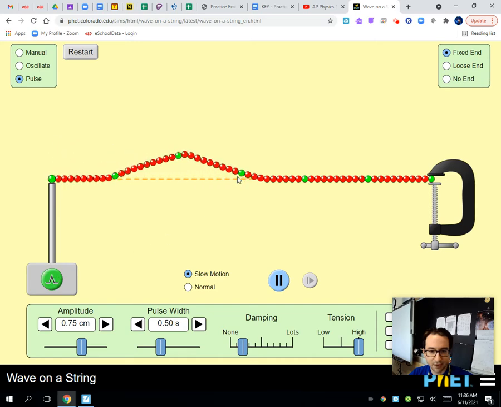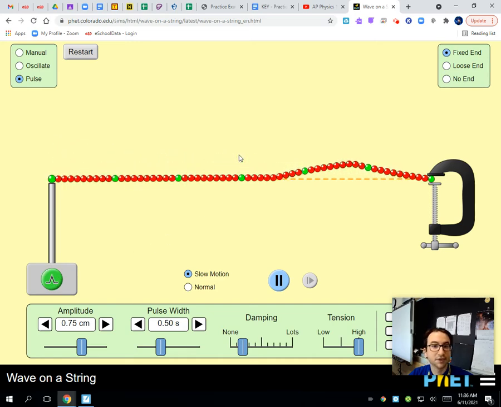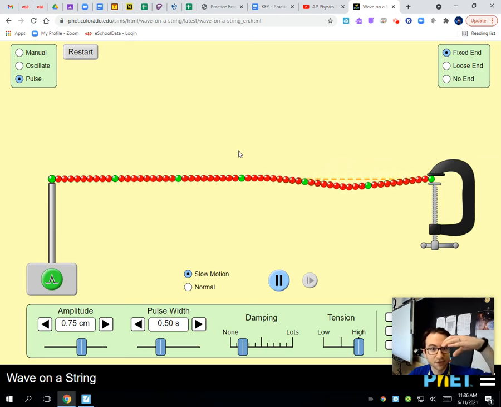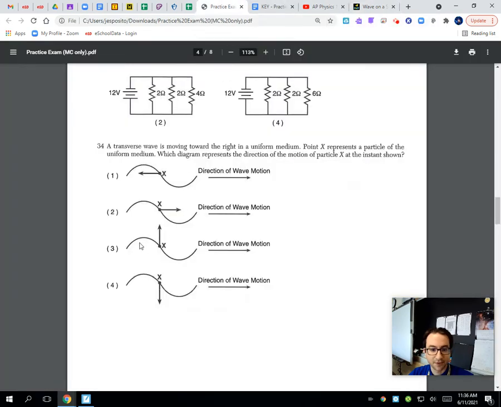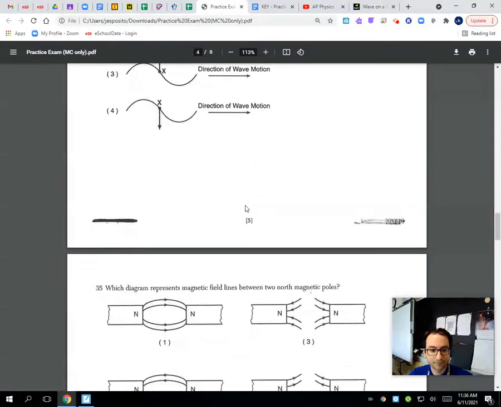So the wave's going by, and the wave pulled it up as the wave was coming in with a positive amplitude. So wave coming with a positive amplitude, that point will go up as the wave passes through. Now this picture is a periodic wave, not a single pulse like I just showed you in the simulator. But again, the positive amplitude is coming into point X, therefore it will go up, choice 3.